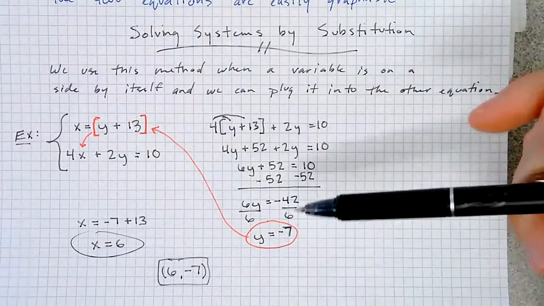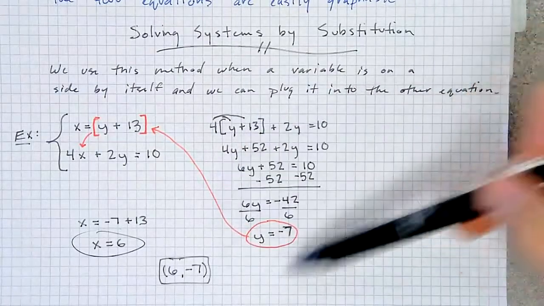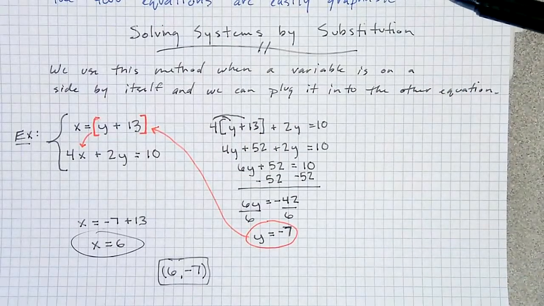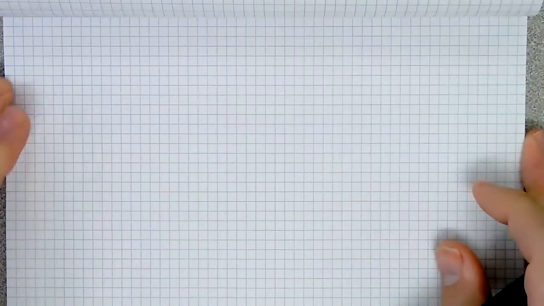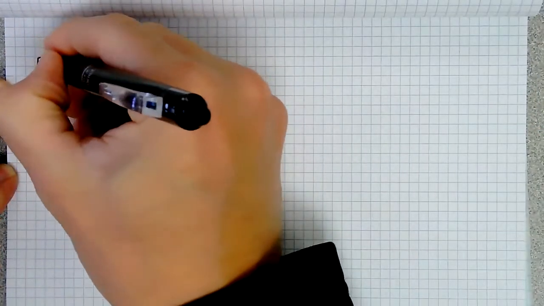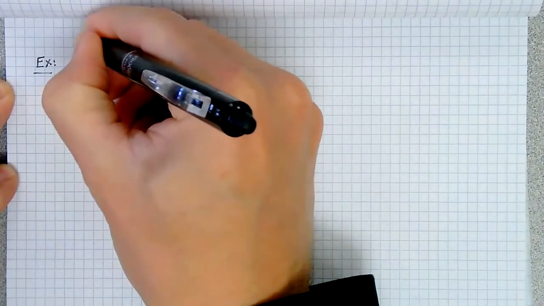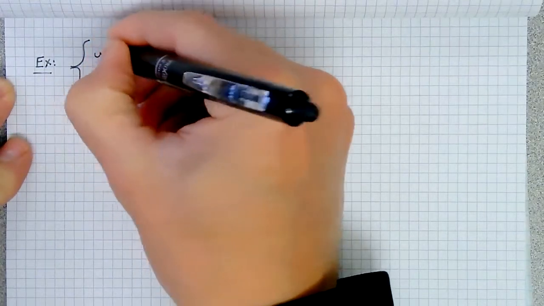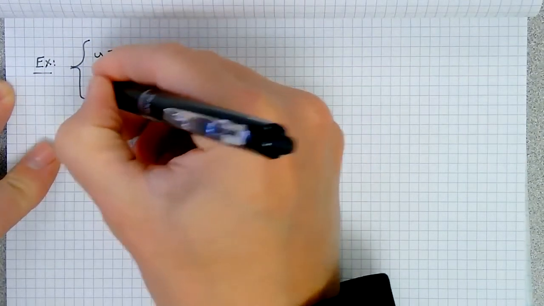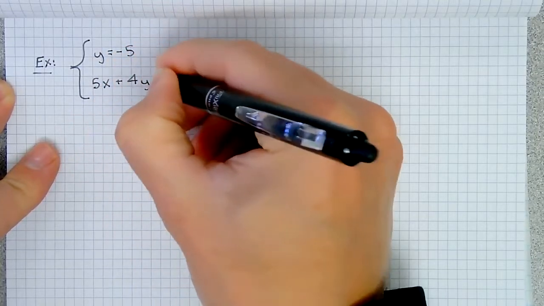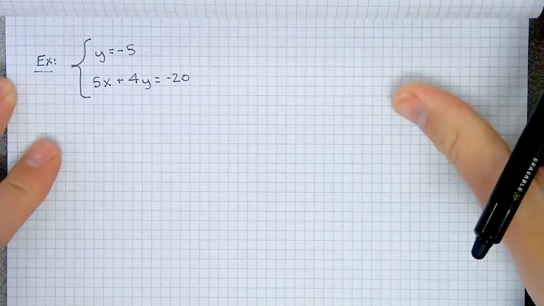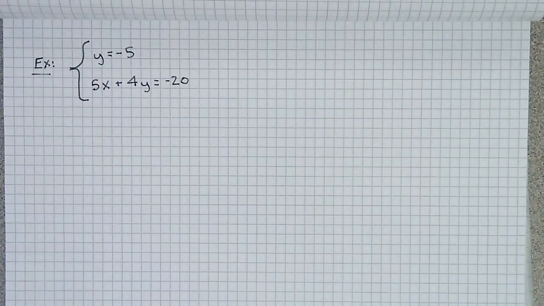All right, definitely a little bit more math involved with this method. This part right here, obviously a lot of chances for mistakes. Take a look, another example here.